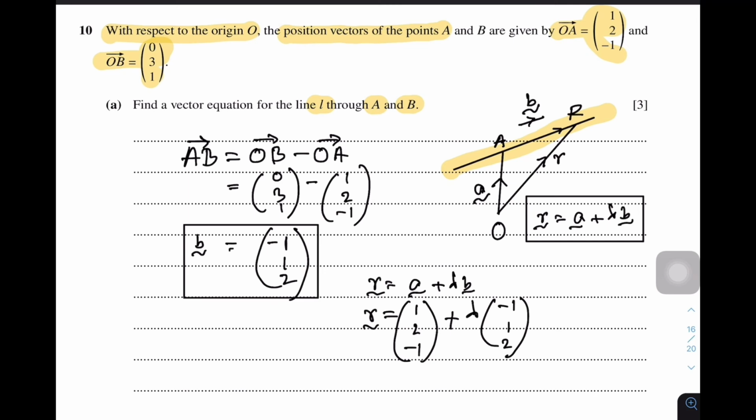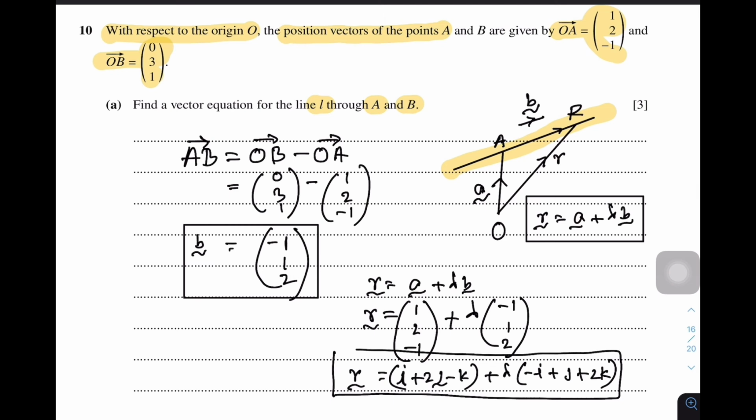We can write this in this form, or in other ways we can write r equals i plus 2j minus k plus lambda times (minus i plus j plus 2k). You can write it in any way. So this is the vector equation of the line L.